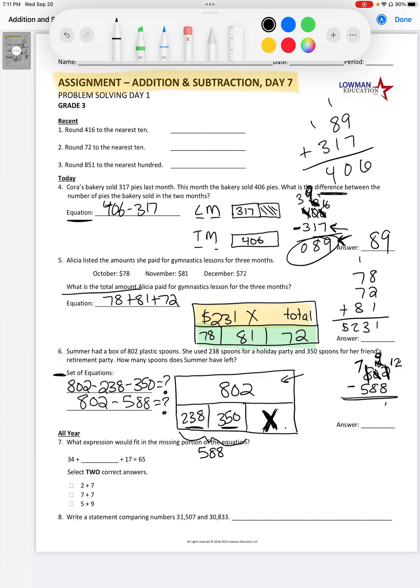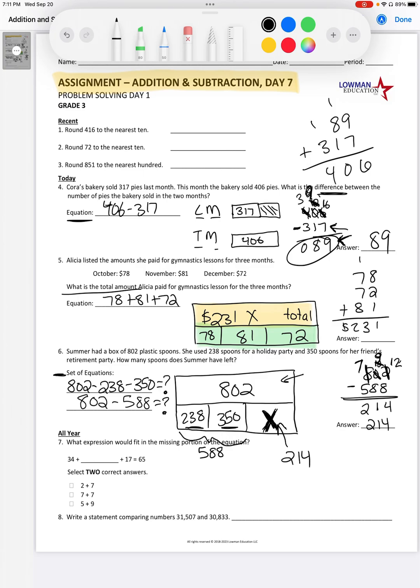12 minus 8 is 4. 9 minus 8 is 1. 7 minus 5 is 2. So our answer is 214. That's how many spoons she should have left. That goes here. How do we check to make sure that's the correct answer?